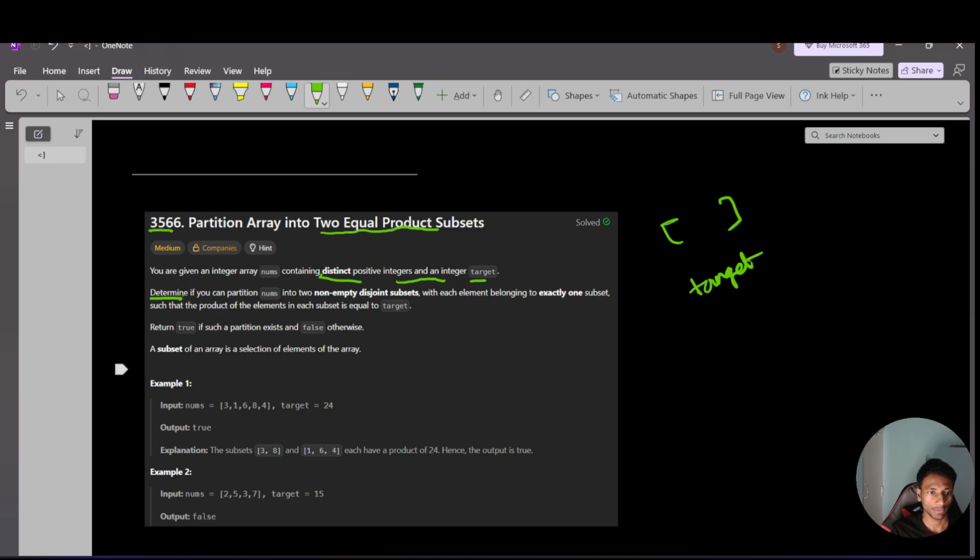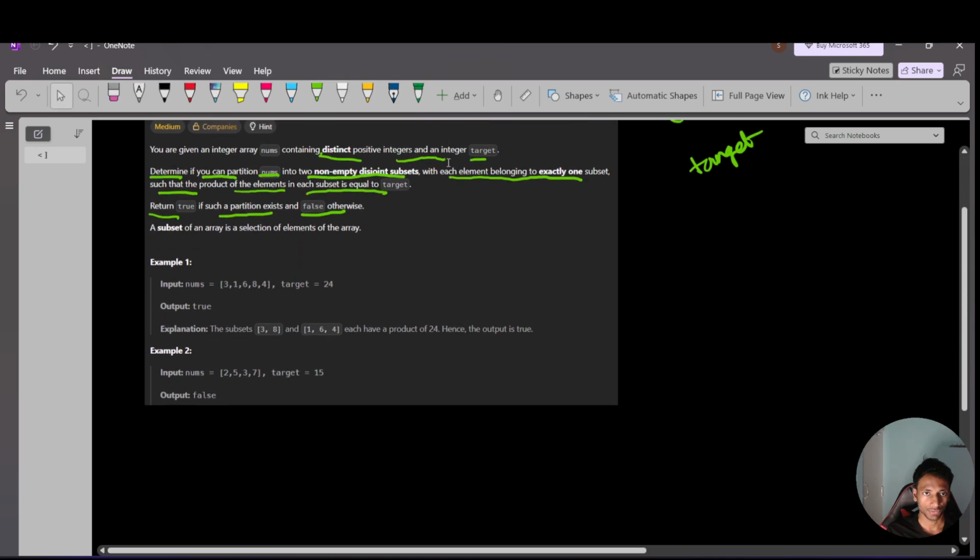We will determine if you can partition nums into two non-empty disjoint subsets, with each element belonging to exactly one subset, such that the product of the elements in each subset is equal to target. You have to return true if such a partition exists and return false otherwise.